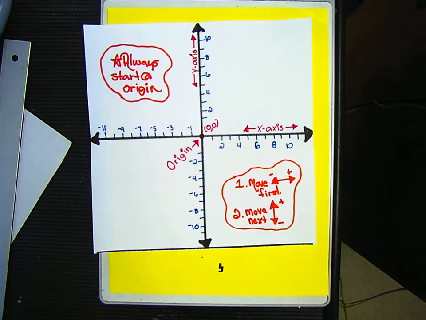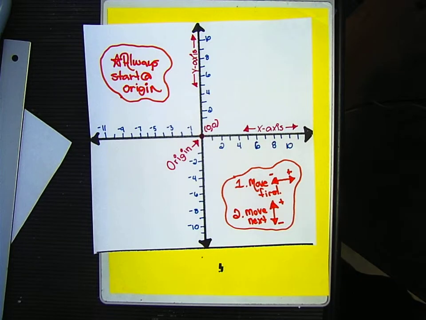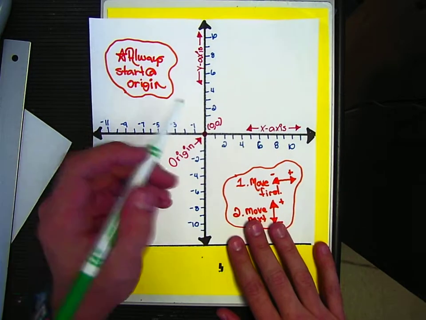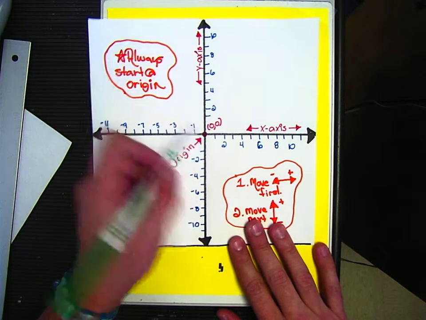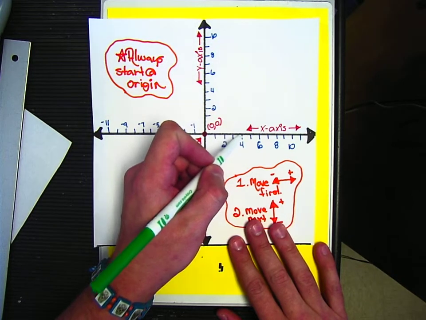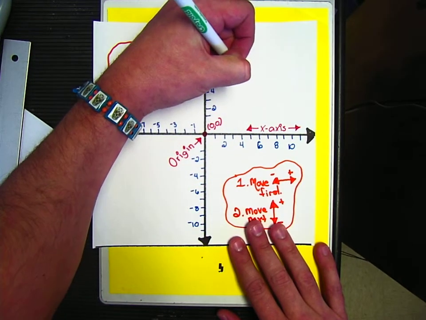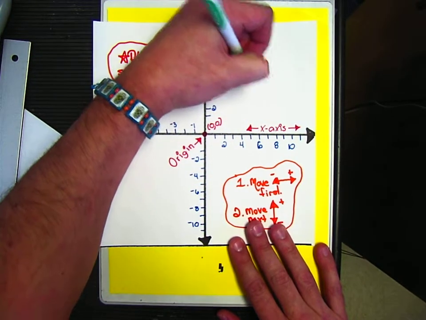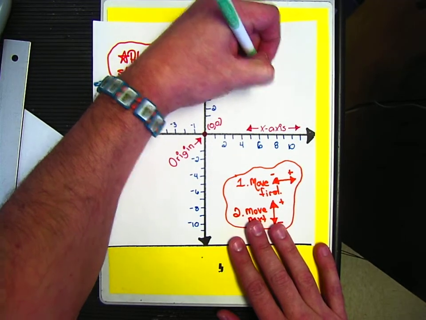So let's go ahead and practice graphing some points. The first point I want to go ahead and graph is going to be at positive 4, positive 6. Beginning at the origin, I go 4 to the right because it's positive 4, and up 6 because it's positive 6. Plot a point and label it positive 4, positive 6.